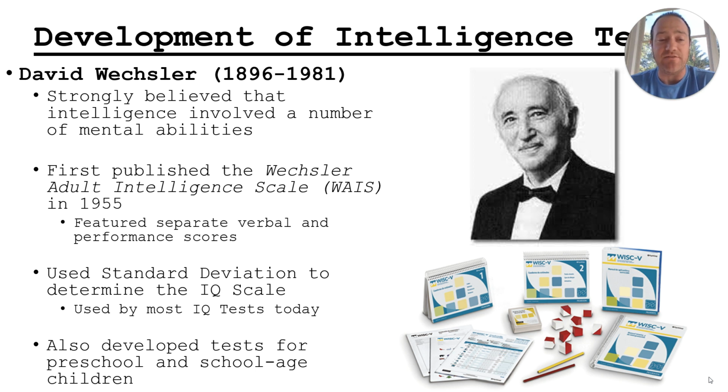Now he used standard deviation to determine the IQ score, which Terman had not really done, but you don't really need to know much about that. Just know that one standard deviation on an IQ scale is 15 points. So each time you go up 15 points or down 15 points, you have gone one standard deviation away from the average, which is 100. So 115 would be one standard deviation, 130 would be two, and 145 would be three, which most people don't get that high.